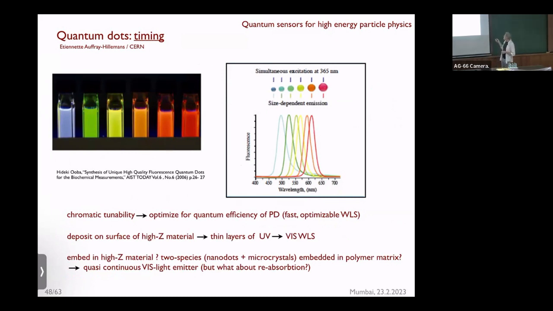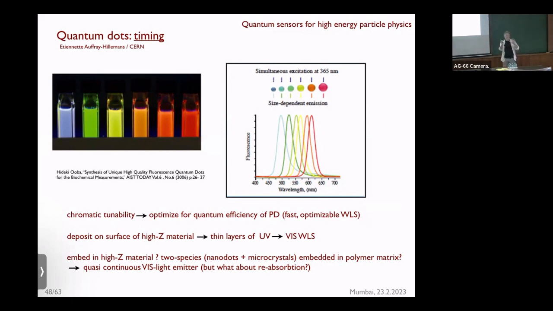and that's the fact that depending on the size of the nanodot, the emitted light is going to be of a different color. Nanodots that are very small emit mainly in the blue. Nanodots that are very large emit mainly in the red. So you can really get a chromatic sensitivity of your scintillator by just choosing the size of these nanocrystals. This chromatic tunability allows you to optimize, if you coat your scintillator, for the quantum efficiency of the photodetector. And this basically means that your quantum nanodots can be used as fast, optimizable wavelength shifters.